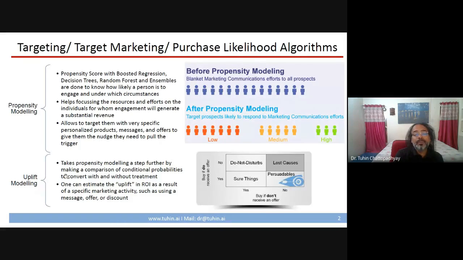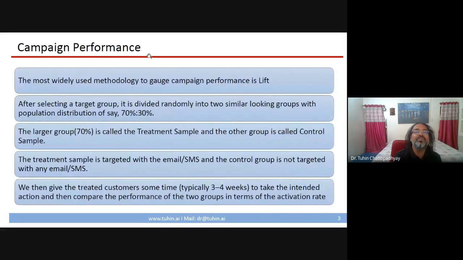Then the uplift modeling part. Now, hold on. This part I shall come to a little later. Let me quickly discuss the concept of campaign performance. Campaign performance is mostly judged by a concept called lift. Now, what is lift? To understand that, generally we divide the target group randomly into two groups, 70% and 30%. The larger group, 70%, we call the treatment sample, and the 30% we call the control sample. And from the very name, it is understood, right?